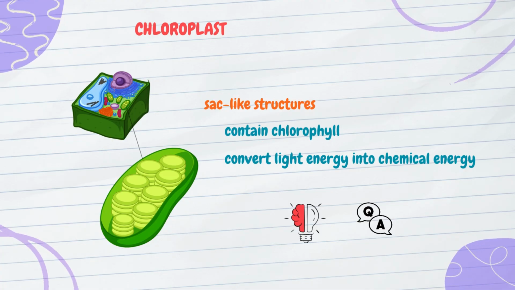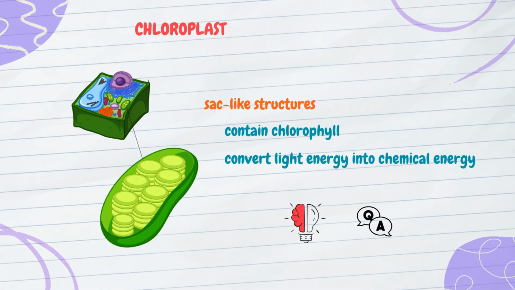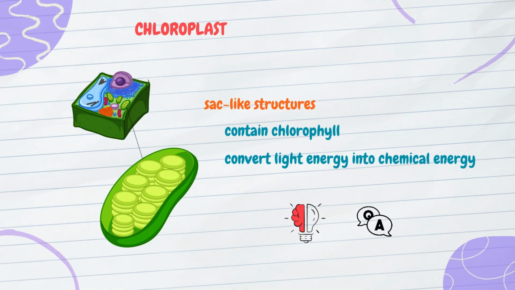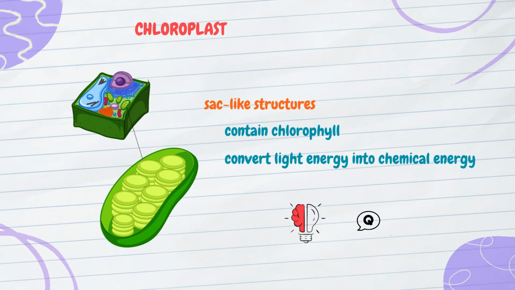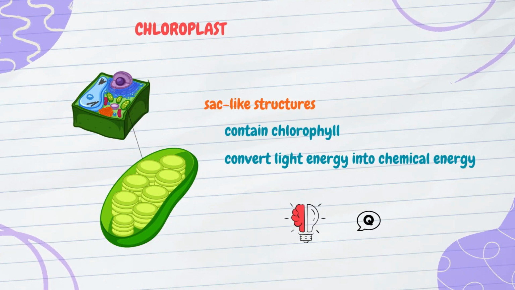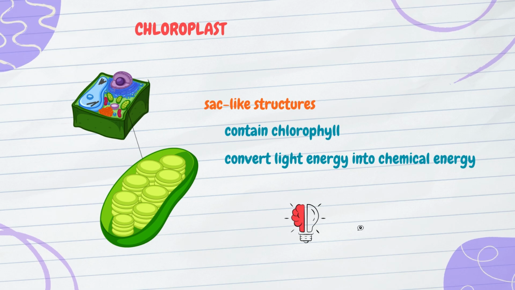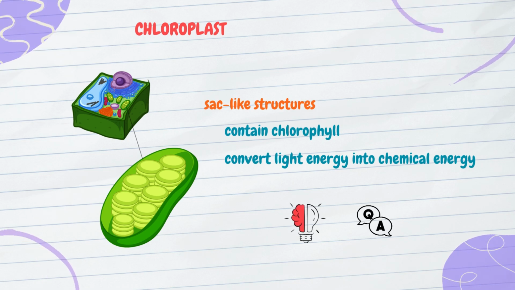By the way, did you know that mitochondria and chloroplasts have their own DNA and can reproduce independently? That's because they were once free-living bacteria before teaming up with cells in a process called endosymbiosis. You're basically part bacteria.